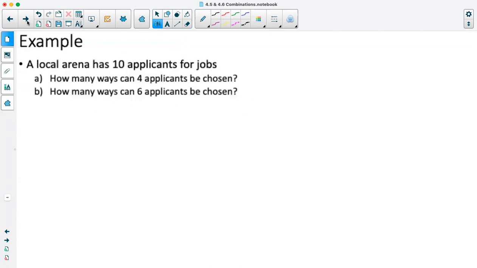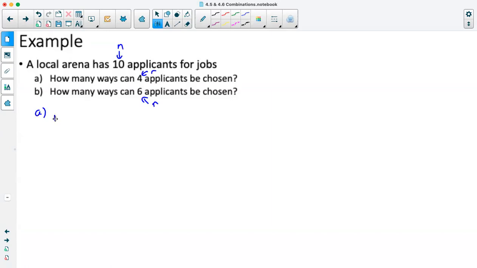Now, for example, a local arena has 10 applicants for jobs. How many ways can 4 applicants be chosen, and how many ways can 6 applicants be chosen? We could use the calculator for this. However, I want to do this one by writing out our formulas because we're going to notice a pattern between these 2 answers. So this is going to be our n, and for the first one, this is our r. For the second one, this is our r.